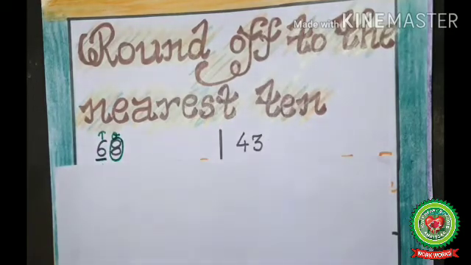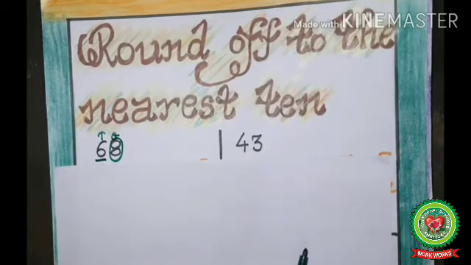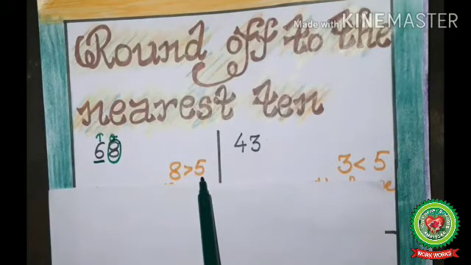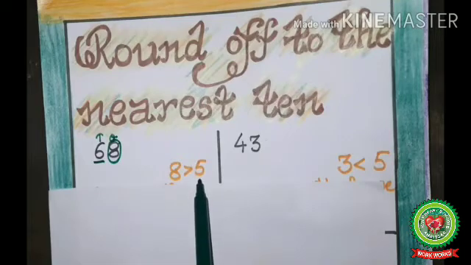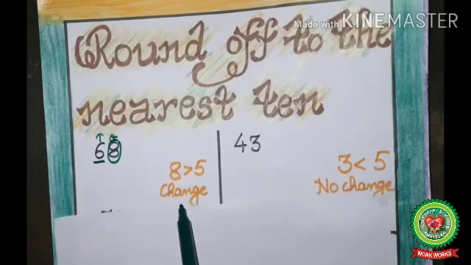Now students, what is the next step? Next step is we will compare this number with 5. If this number is greater than 5 or equals to 5, then we will change. For example, I will write here 8 and 5 here. I will compare these two numbers. Now 8 is greater than 5. Greater than 5 means I will change.